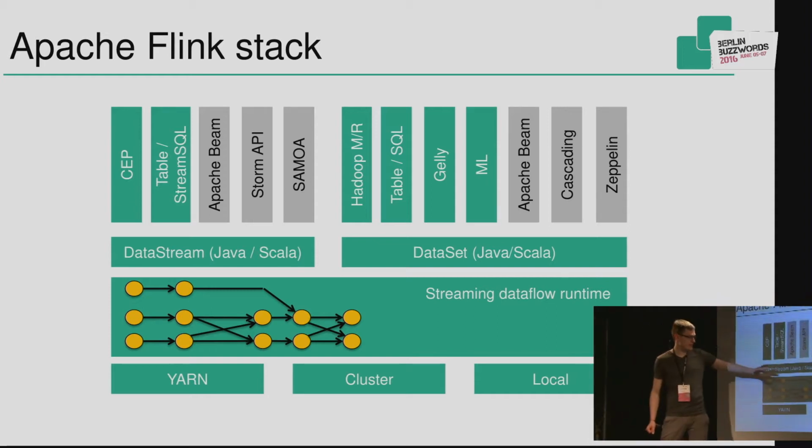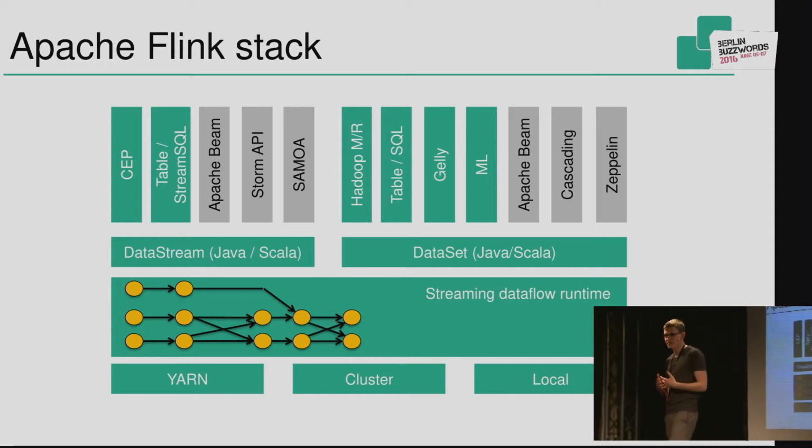So the data stream API is a very nice, easy to use API that feels very natural for Java programmers. And it's the most commonly used API for writing streaming programs. It's very similar to high level APIs known from the batch world. So it's really easy to get started with Flink.